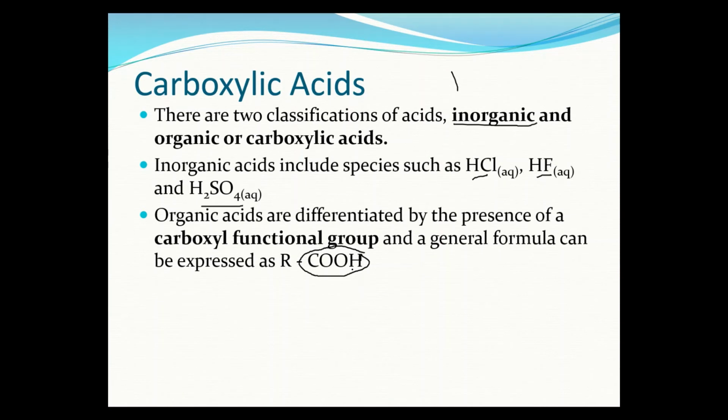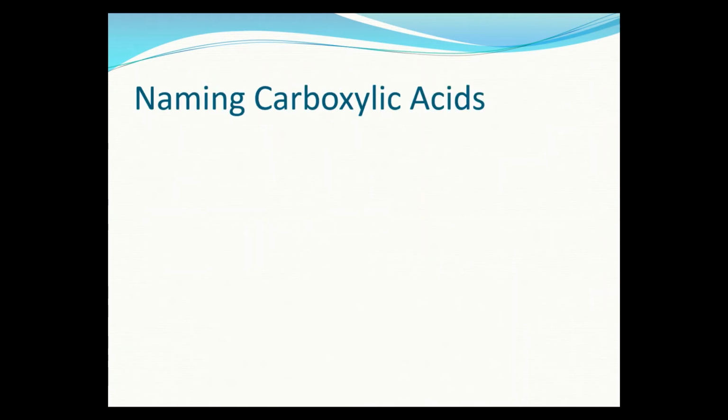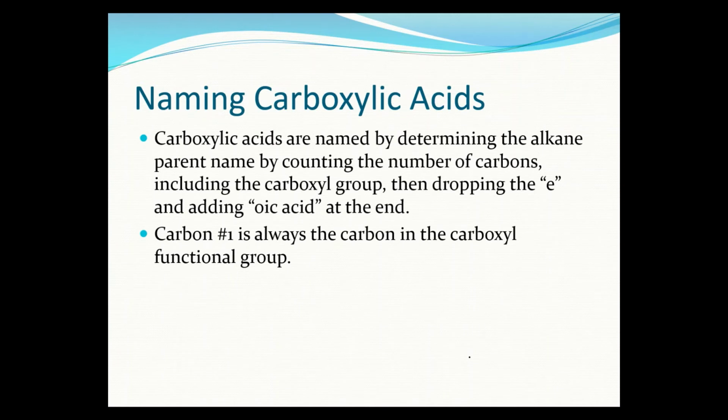Vinegar is an example of one of those. So the carboxyl group may be written COOH, but it actually looks like this. And remember that this is in your data book. It's got C double bonded to O, and then OH like that. So naming carboxyl groups, similar to alcohols, we drop the E, but we add oic acid. And carbon 1 is always the carbon attached to the carboxyl functional group. So we don't have to name any numbers with these, which is nice.